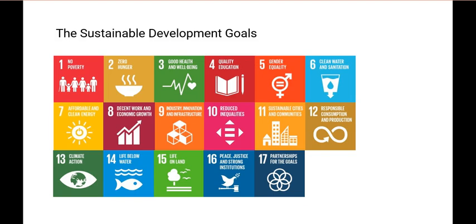The 10th goal is reduced inequalities. Vast disparities exist between the rich world and the global south and within countries themselves. A more just global system in which resources are distributed more equitably is essential.